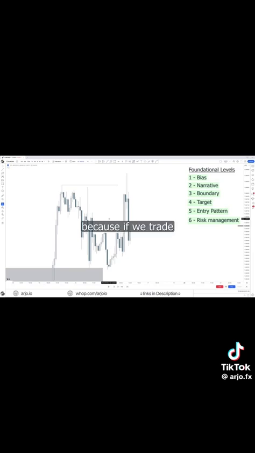And if there's always a reason to look at an entry pattern, then is that high probability? No. Because if we trade every single thing, then we are not trading any probabilities. We need to be able to differentiate the high probability condition from the low probability condition. And if we always have a trade idea, then is that going to be a high probability condition? No, it doesn't work like that.